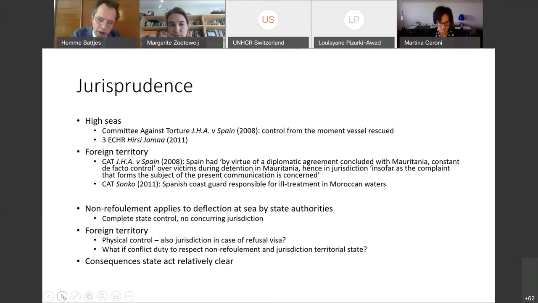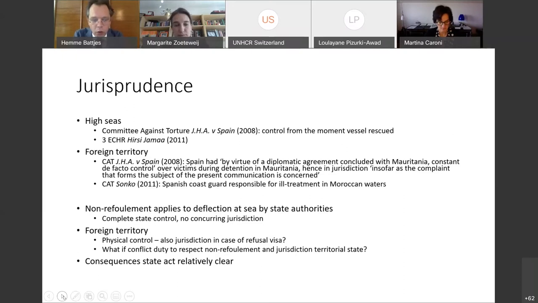So in this case of JHA versus Spain, the Spaniards towed the boat of migrants to Mauritania, and then together with Mauritanian officials they sorted out who should go aboard in order to apply for asylum in Spain and who should stay in Mauritania. And during that process they in fact detained the migrants on Mauritanian soil. And the Committee Against Torture held that during that period they were in de facto control of those migrants and hence exercised jurisdiction over them, although it was on Mauritanian soil.